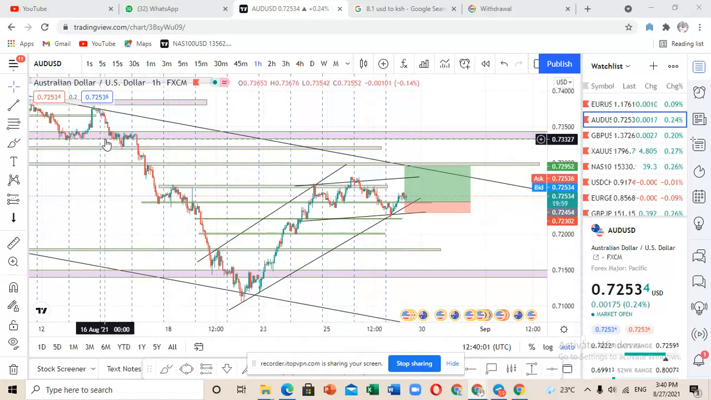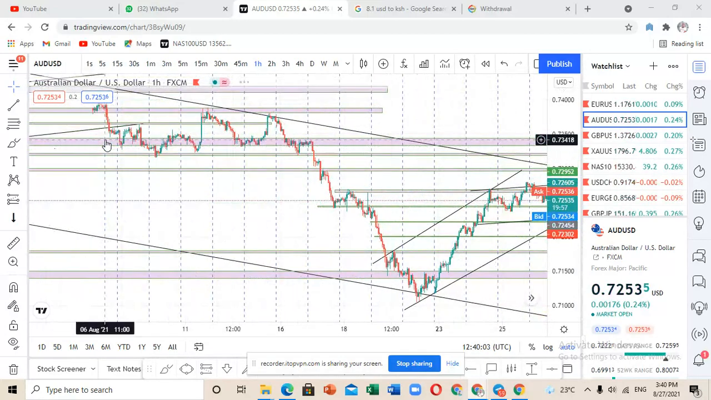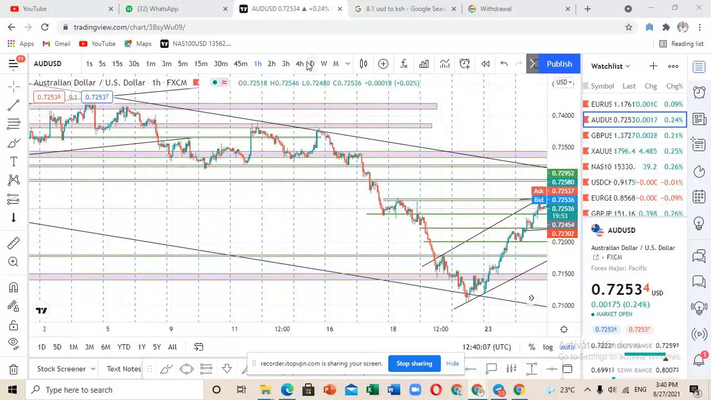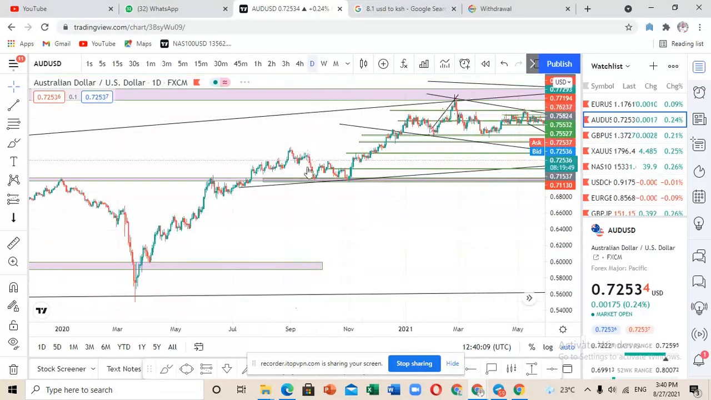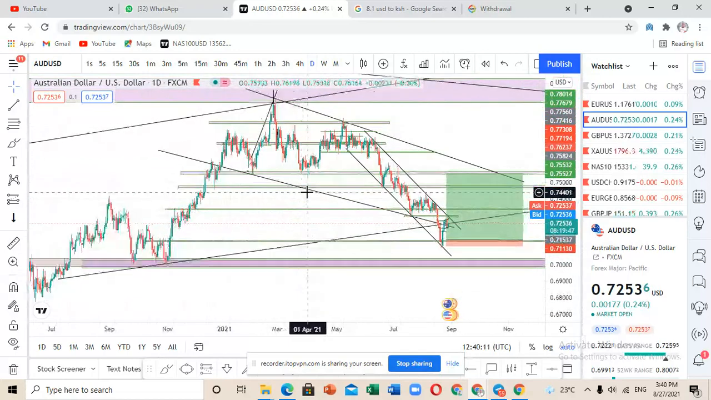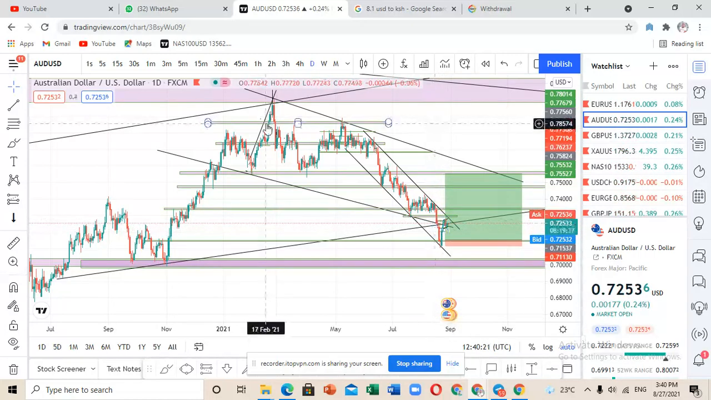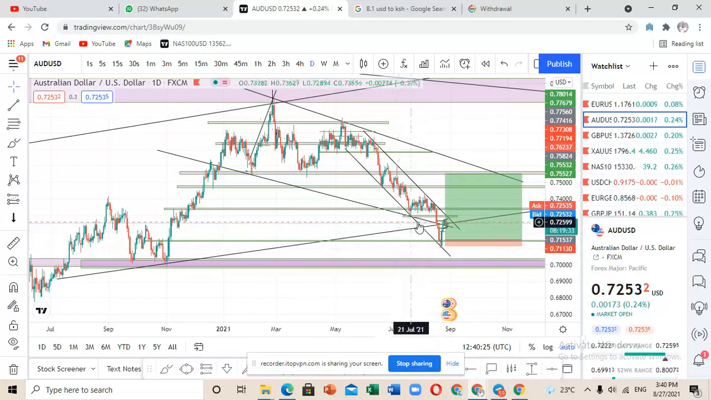Let me start with AUD USD. Now on AUD USD, let me just start from the daily time frame. From the daily time frame, you can see that we have been having a downward trend, and we experienced a breakout. I think it happened this week. Yes, it was this week that we had this breakout to the downside, which you are going to view correctly when it comes to the lower time frames.